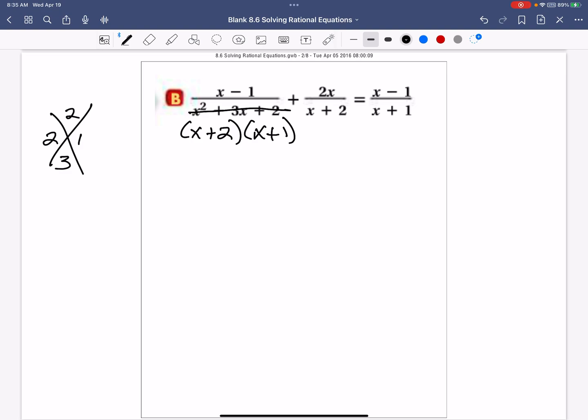So again, we're going to multiply all the numerators by that common denominator. So is it a common denominator, right? X plus 2 is over here, x plus 1 is over here. So again, we will multiply all three pieces by x plus 2 and x plus 1.